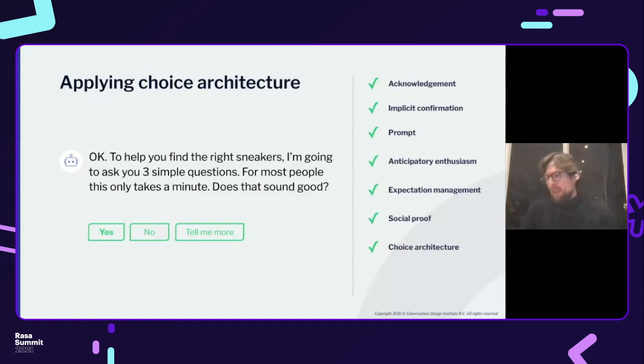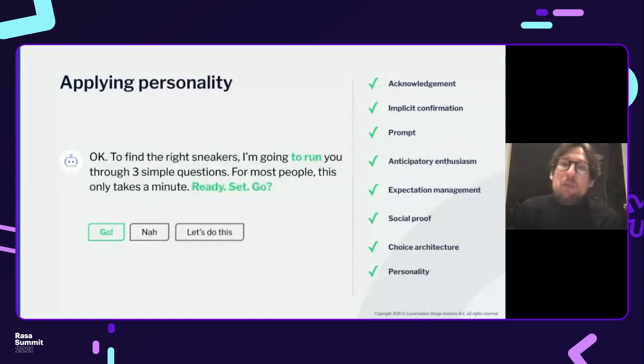But maybe I want to apply some personality. Let's say I am a sports brand and my bot persona is designed around sports retail, right? And I'm just as excited about running as you are. Let's see what we can do then. Okay, to help you find the right sneakers, I'm going to run you through 3 simple questions. For most people, this only takes a minute. Ready, set, go. Then go, nah, let's do this, right?